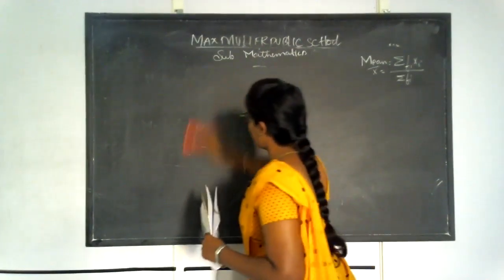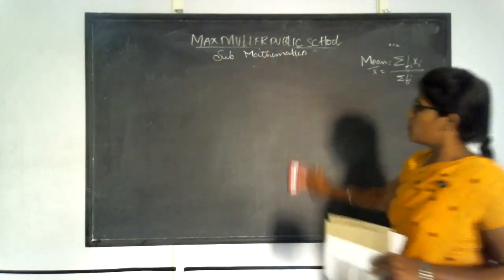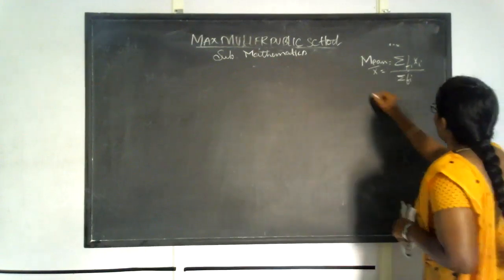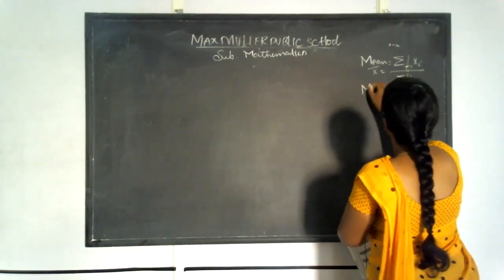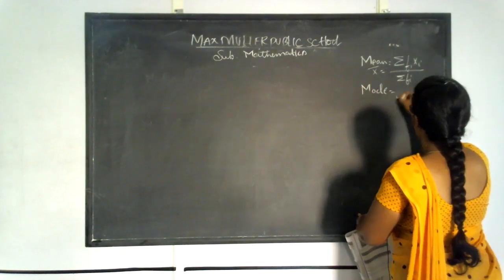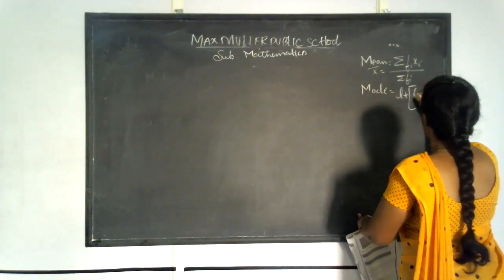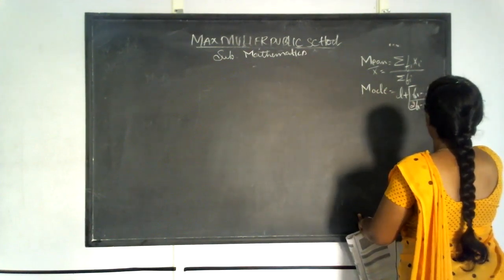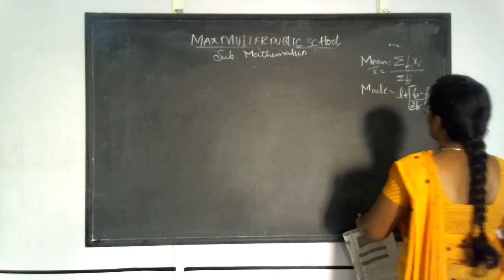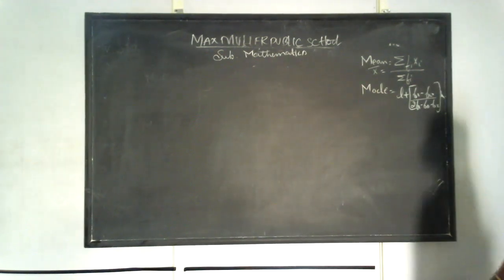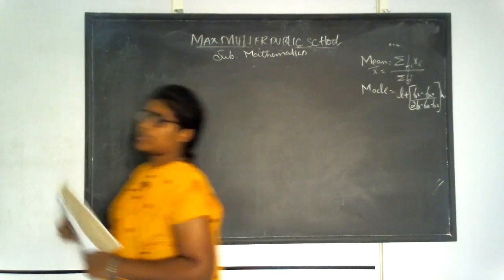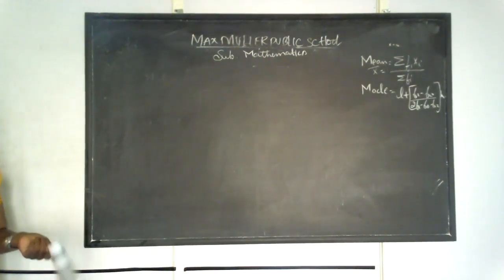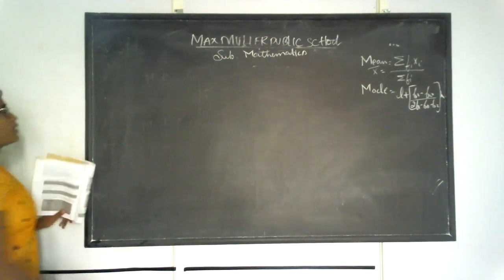So remember your formulas. Let me write the formula in the formula table. So what is it? Mode is equal to, tell me the formula, L plus F1 minus F0 divided by 2F1 minus F0 minus F2, into H. So remember all your formulas. You should write your formulas on a sheet of paper and keep it every time. Whenever you are going to do the sum, before doing the sum, you are going to read the formula, understand the formula, and then only you are going to do it.